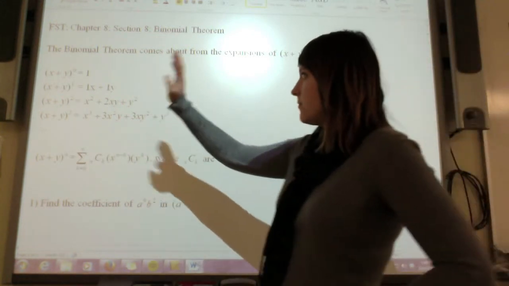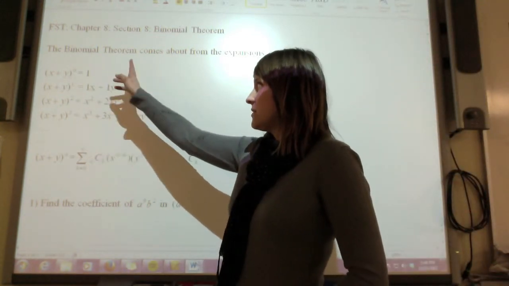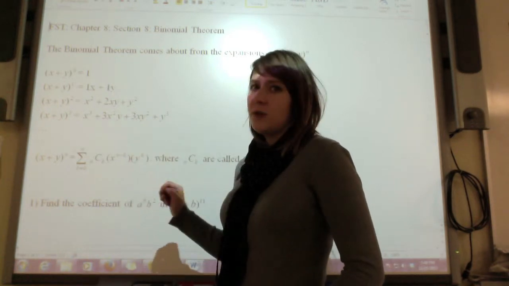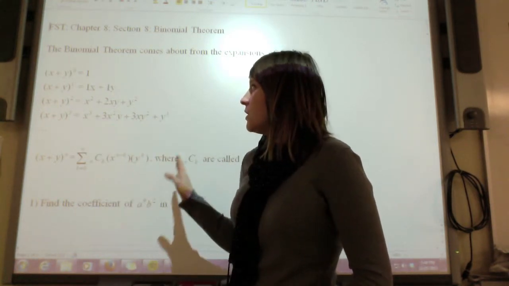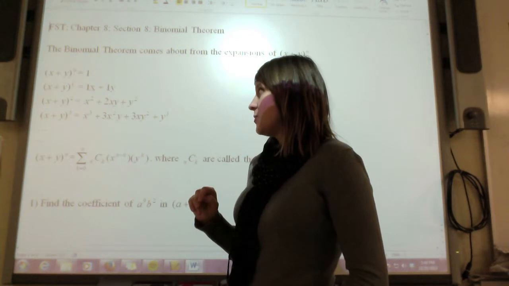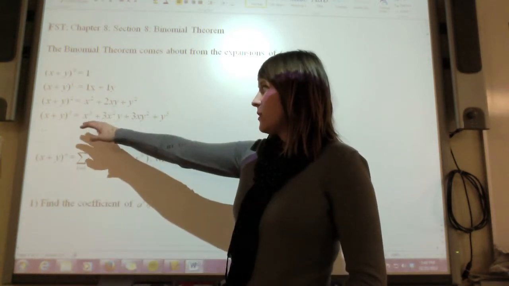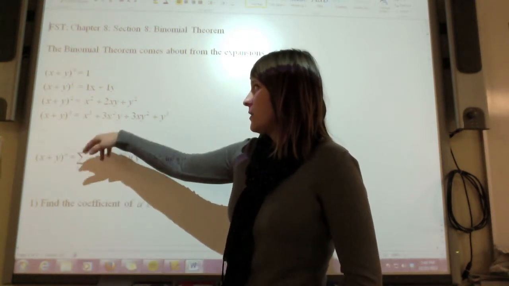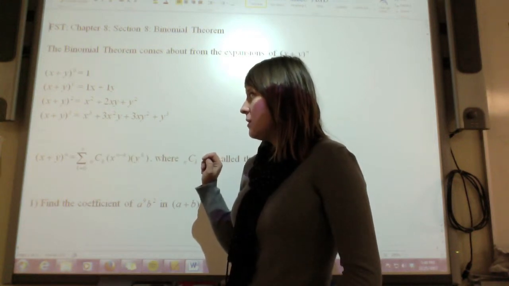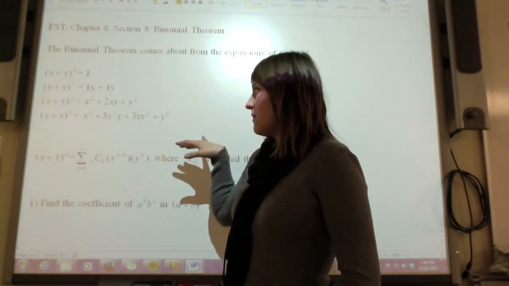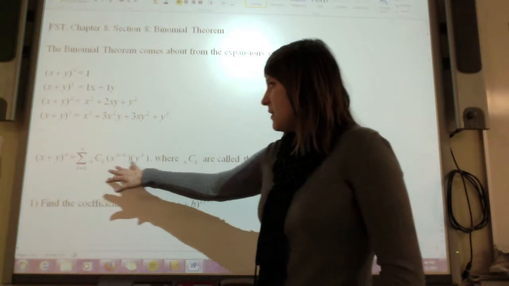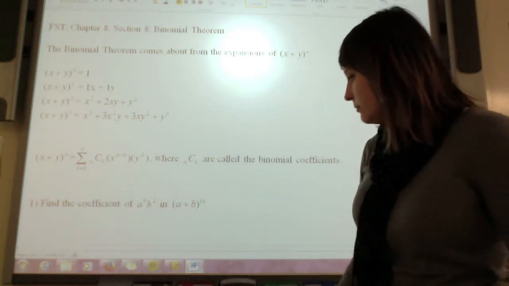So, first one, if I have x plus y to the 0, that's just 1, because I know anything to the 0 power is 1. If I have x plus y to the first, that's just x plus y. X plus y squared, remember you do your FOIL, so you'd have x squared plus 2xy plus y squared. Okay, if I do it to the third power, I get this. Okay, and what that leads us to is this formula here.